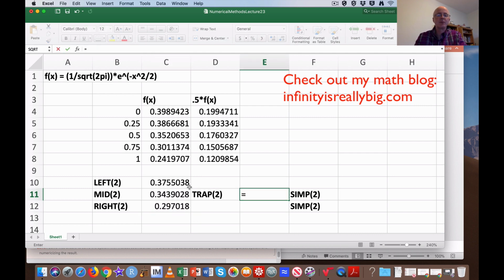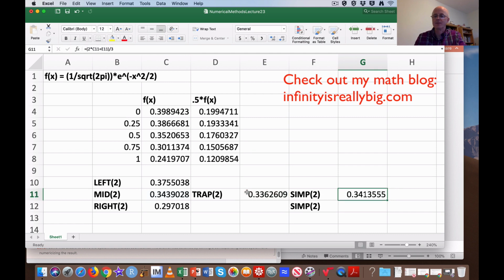The trapezoid rule, again, is the average of the left and right, so I can do equals C10 plus C12, all divided by 2, using parentheses like that. And finally, Simpson's rule is a weighted average, equals 2 times the midpoint rule, which is in cell C11, plus the trapezoid rule, all divided by 3. And there is our value for Simpson's rule, 0.3413555.